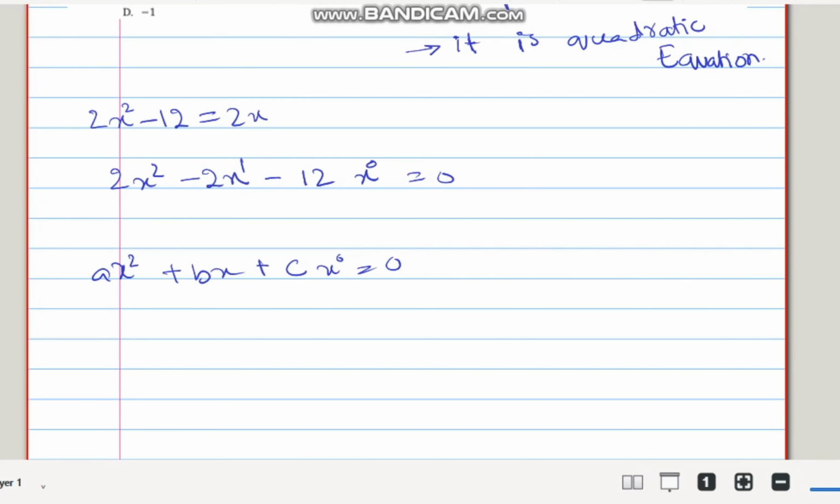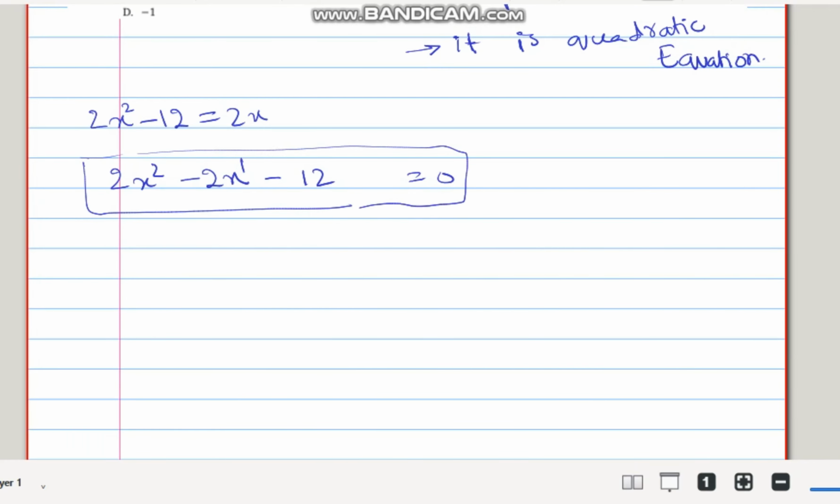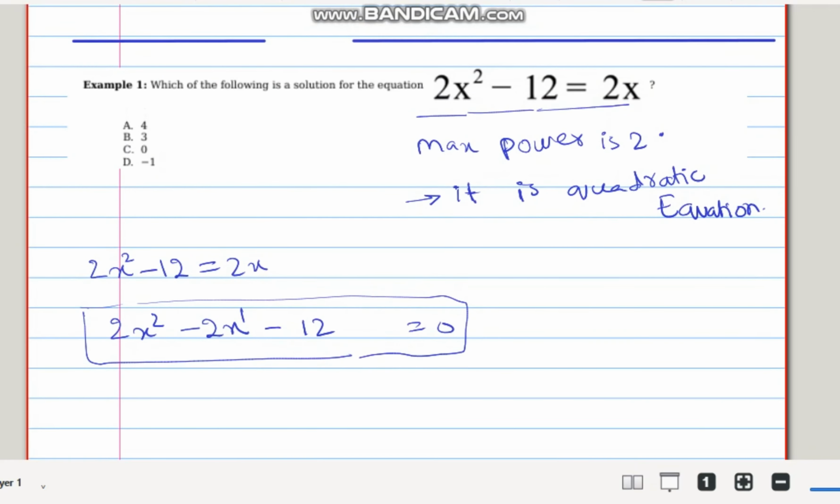Basically, the power is decreasing step by step. Here is the power of 2, here is the power of 1, here is the power of 0. So it is decreasing step by step. This is the correct and good representation of the quadratic equation. So we write it in this form, because we like this representation. So we have this quadratic equation. He is asking what is the correct solution for this equation.